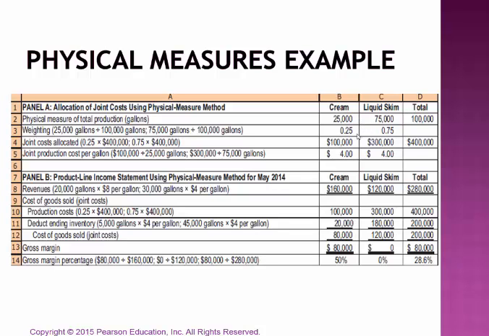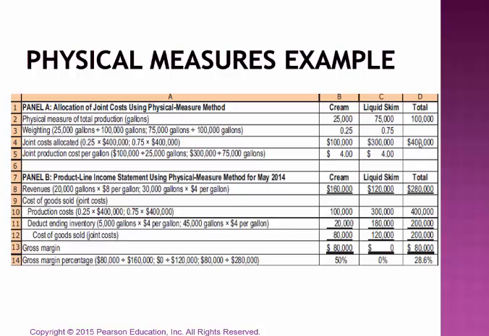25,000 over 100,000 is 25%, and 75,000 over 100,000 is the remaining 75%. We are then going to take those weights based on the physical measures and multiply those times the joint cost in order to get the allocation to go to cream and the allocation to go to liquid skim. So 25% of 400,000 is 100,000, and the remaining 75% is 300,000. All right, for a total allocation of 400,000.